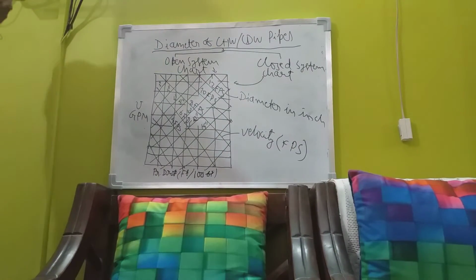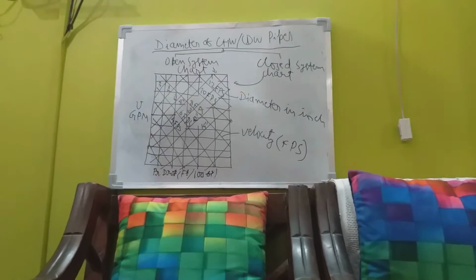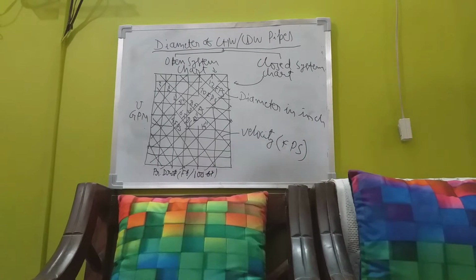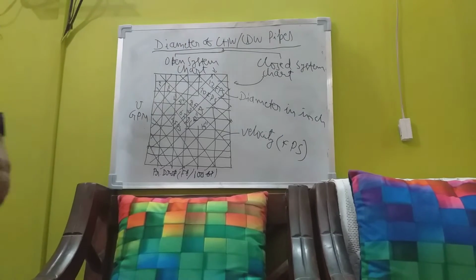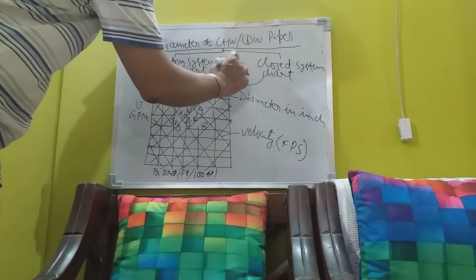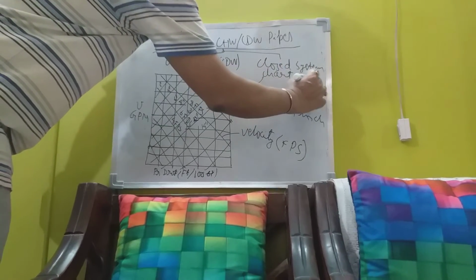There are two systems here in finding out the diameter of pipe. One is closed system, another is open system. You should be able to find out the difference between the open system and closed system. Open system is used for condenser water piping. Closed system is for chilled water.